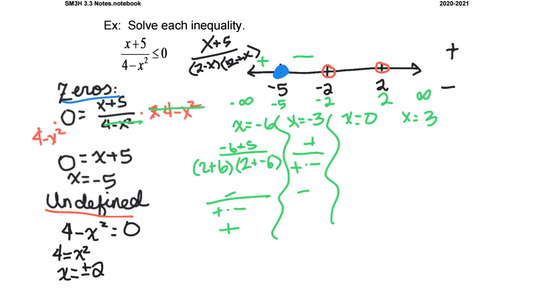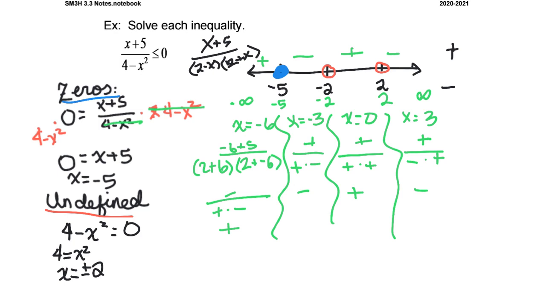So when I input 0, I get a positive, because 0 plus 5 over 2 minus 0 is just positive. And then 2 plus 0 is positive. So I have a positive divided by a positive, which is positive. So I know in that interval, it's going to be above the x-axis. And then testing +3, I get 3 plus 5 is positive, 2 minus 3 is negative, and then 2 plus 3 is positive. So I have a positive divided by a negative, which is negative.